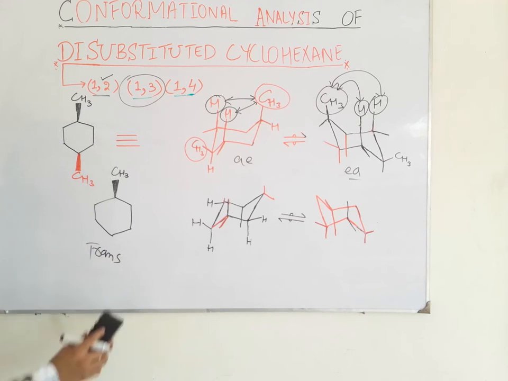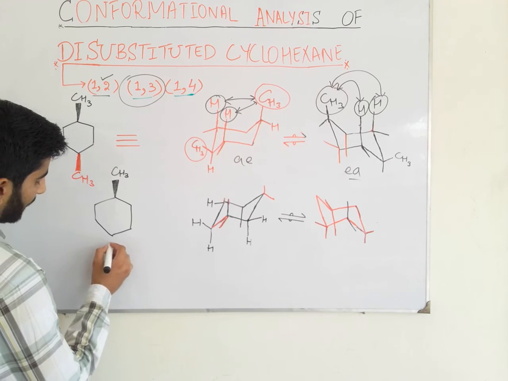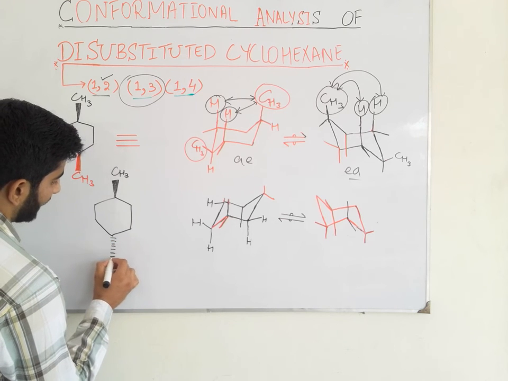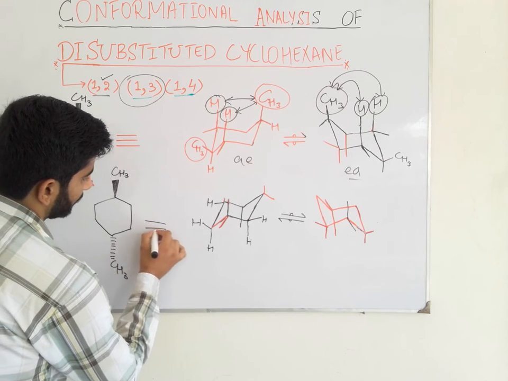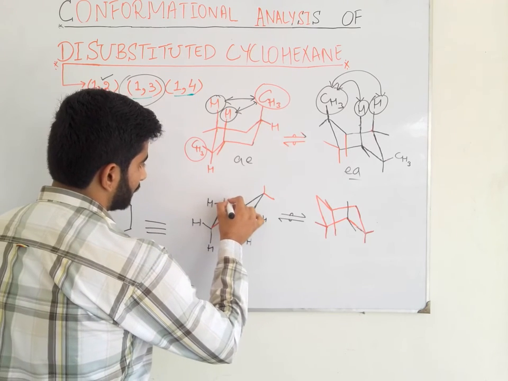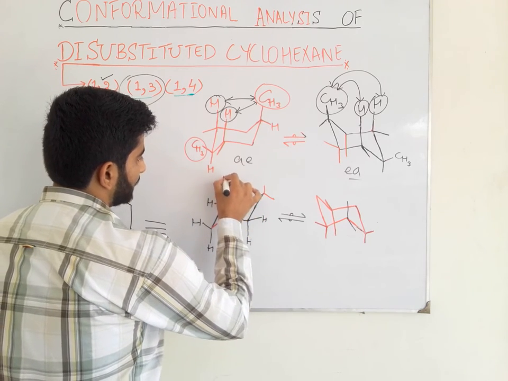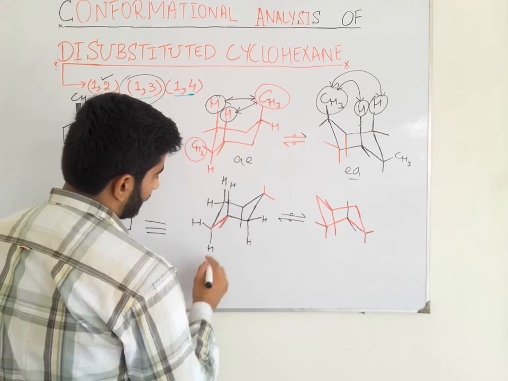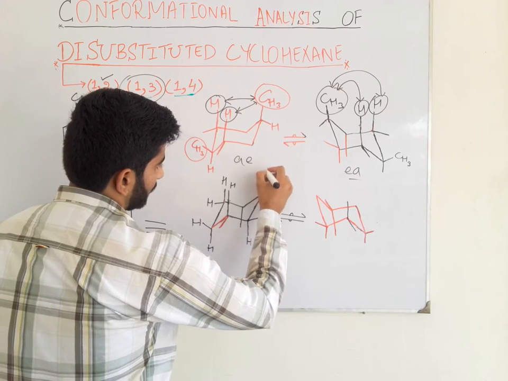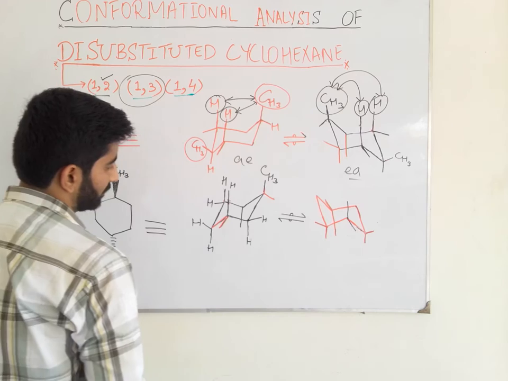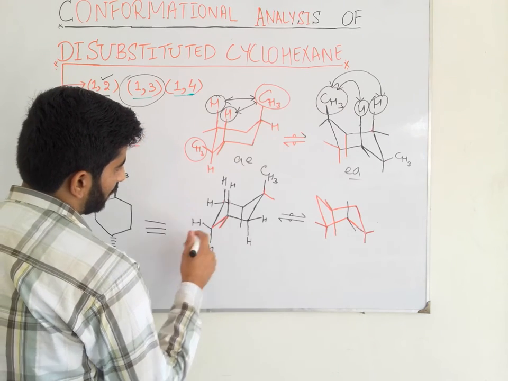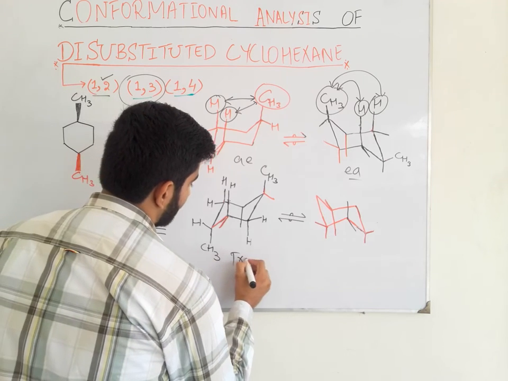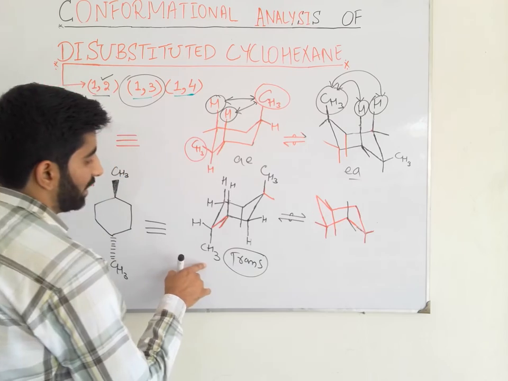Now we discuss trans-1,4-dimethylcyclohexane. In chair conformation, there is an axial hydrogen here and an axial hydrogen here. We draw the trans. At carbon number 1, there is a methyl group at the axial up position, and at carbon number 4, there is an axial down methyl group. So it is our trans, because one methyl group is axial up and the other is axial down.